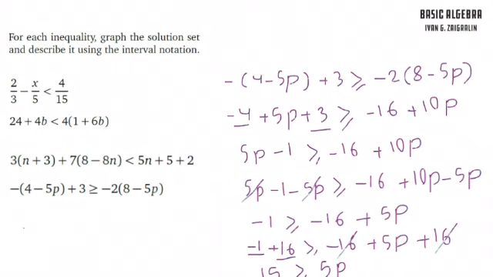And now we divide each side by 5. 15 over 5 is greater than or equal to 5p over 5. So 15 over 5 is 3, and 5 over 5 is 1. So 3 is greater than or equal to p, or in other words, p is less than or equal to 3.